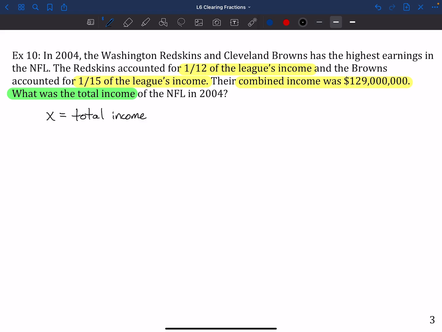So then what we can do is use those other pieces of information in our problem to work through that. The Redskins accounted for 1/12 of that income, so the way we can represent that is 1/12 times x, right? It was 1/12 of that amount. The Browns accounted for 1/15 of that income, the same idea. If we add their incomes together, that will equal $129 million. Yuck. It's a lot of zeros.